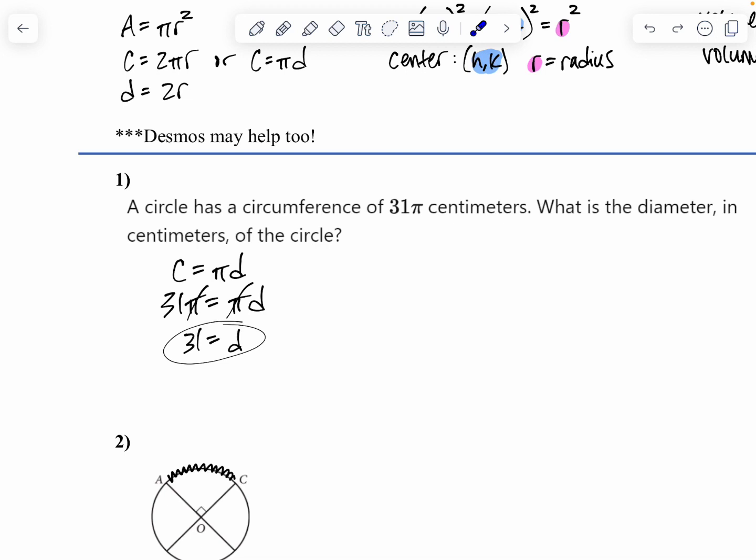We have a circumference of 31 pi. Anytime I see this word, I'm going to write the formula first, and then I plug in what I know. It says that the circumference is 31 pi. So for the circumference, I'm plugging in 31 pi, and I know that it equals pi d. And very simply, your pi's cancel on each side, and we have 31 equals d. It does ask for diameter, not radius, but if it did ask for radius, I would just cut this number in half, yes? And this is a non-multiple choice question. You just type into the box 31.